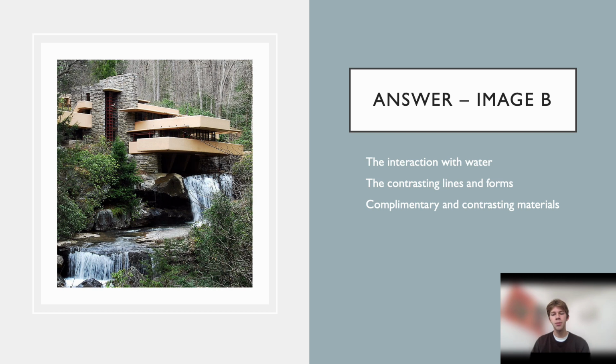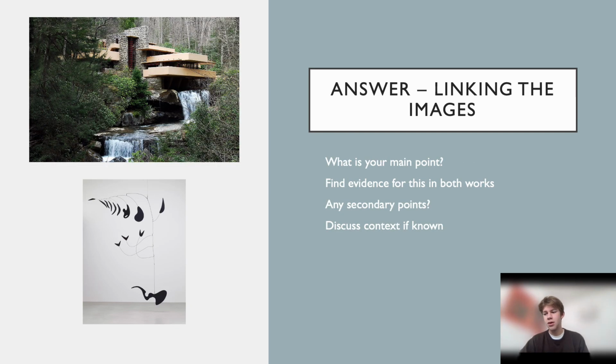And then we can compare the two. So we can say, whereas Alexander Calder's mobile is a heavily mobile piece, Frank Lloyd Wright's house, although it accommodates movement through the water, itself makes a strong statement of static identity and being a structurally solid unit.